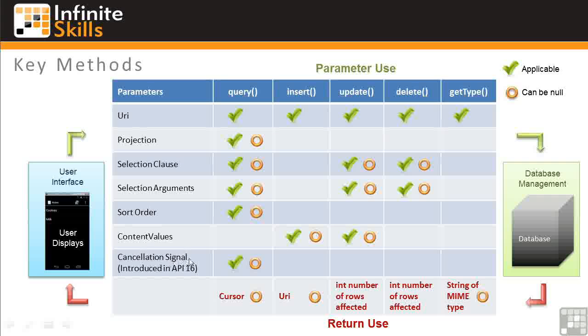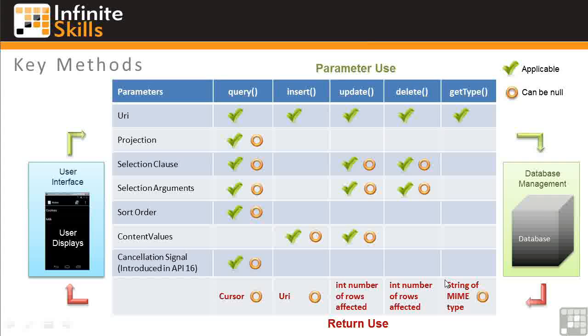And there are 4 different types of return values. The cursor, which we've already looked at in detail, specifies the result set from a query operation. The URI specifies the URI of a newly inserted item. The integers specify the number of rows affected by an update or delete. And the MIME string identifies the MIME type of the file operated on.